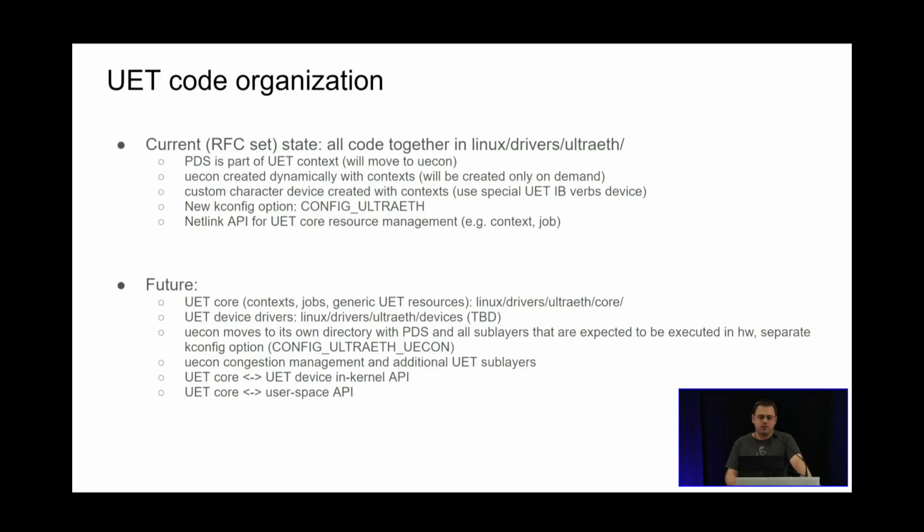As I mentioned, the network device is created dynamically right now with contexts. Again, that will change. It will be created on demand only when that driver is actually used. And the custom character device will be removed later and probably replaced by a special UET IB verbs device, that's still under discussion. We have a new kernel config option for Ultra Ethernet. It's obviously config Ultra ETH. And we have the Netlink API for UET core resource management. As I mentioned, these are the common resources that will be shared by all UET drivers.